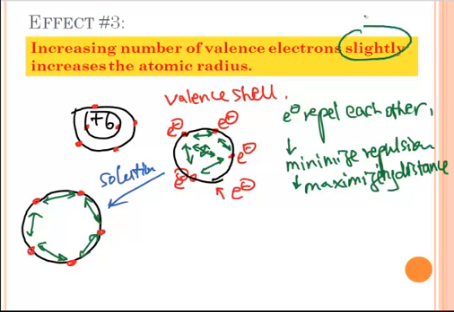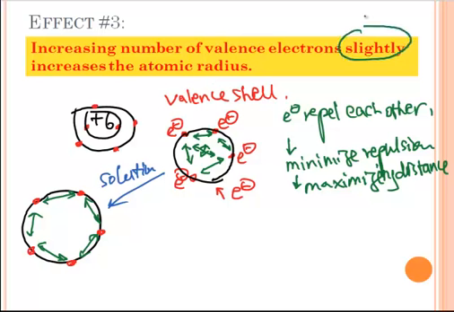I'm now going to draw this all the time, so those 2 rings are identical. So in this case, do we have effect number 1? The answer is no, because all of them have 3 rings. Do we have effect number 2? The answer is yes, because 11, 12, 13, we have an increasing number of protons in the nucleus.